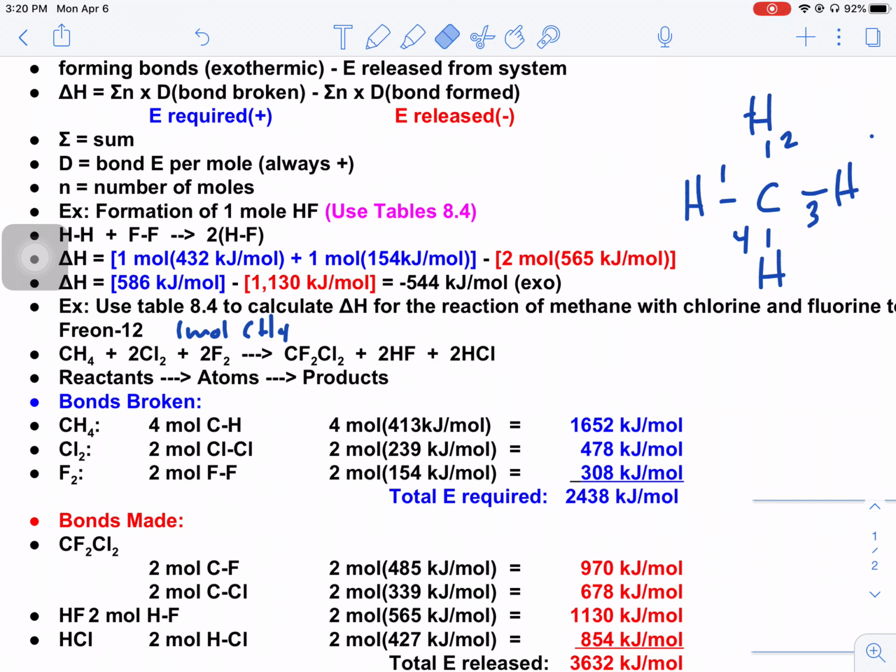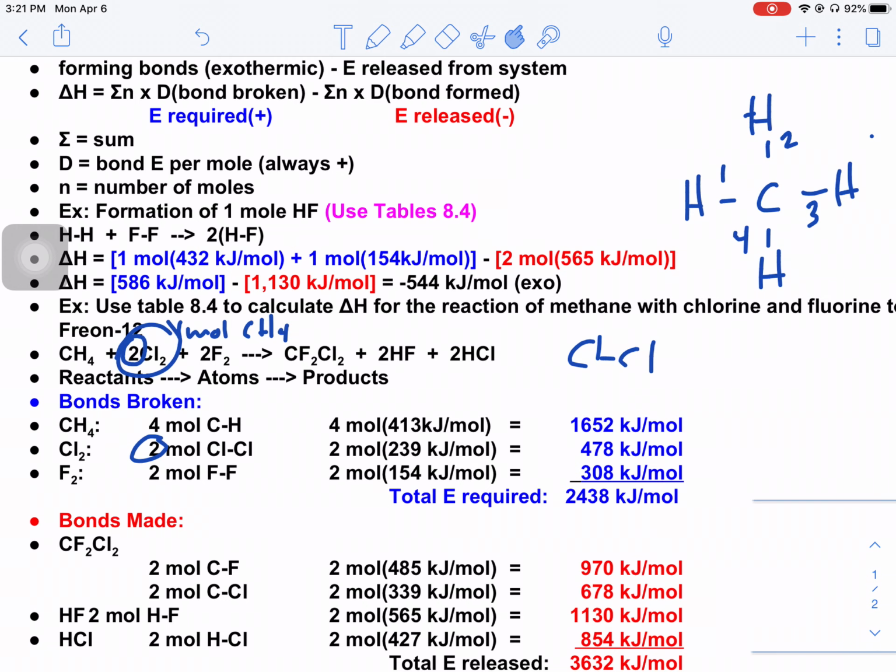Now we're going to go ahead and look at chlorine. Chlorine is a molecule that has a single covalent bond. So if we have 2 moles of chlorine, that's the coefficient 2, we're going to look up that value from table 8.4, and it's going to be 239 kilojoules. So 2 moles of chlorine, it's going to take 239 kilojoules to break 1 mole, so we basically double that to get to our 478.